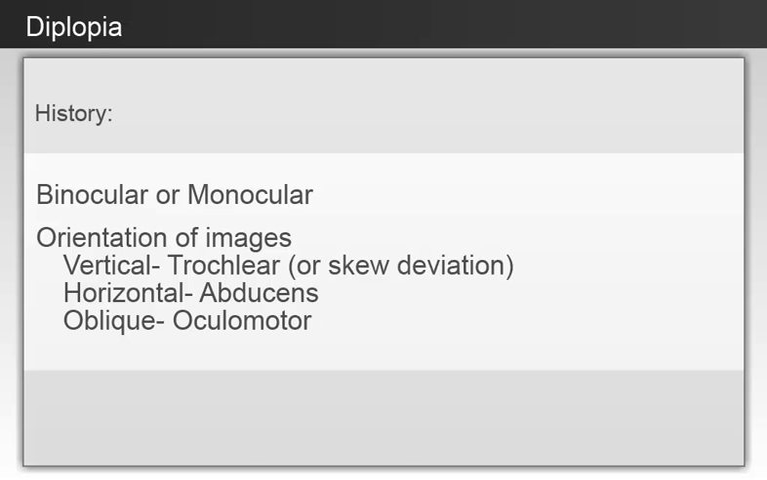If, on the other hand, the images are separated in a horizontal direction, that would be more indicative of a sixth nerve, a lateral rectus palsy, or if the images are seen diagonally, then perhaps a third nerve palsy with weakness of the superior or inferior rectus, medial rectus rather, and inferior oblique would be possible.